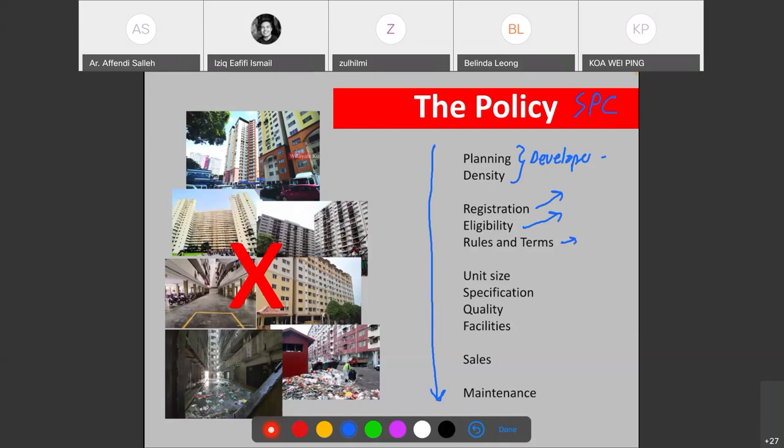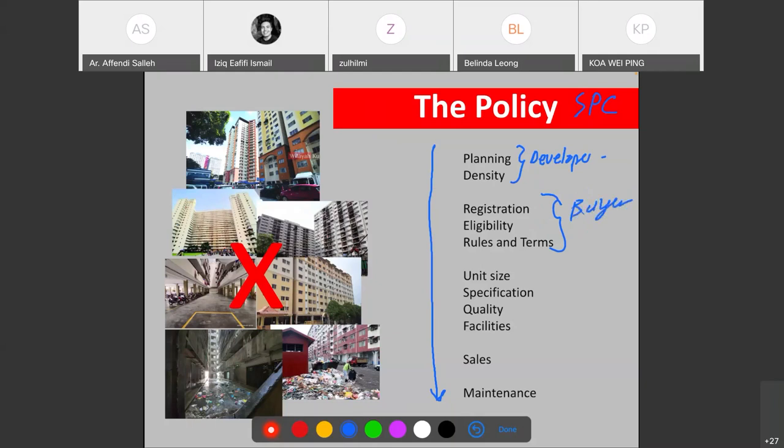So the most well-known rules are the household income must be less than 10,000 ringgit. You must be anak negeri Selangor. You can buy rumah Selangorku. If you have a property before this, you cannot buy rumah Selangorku. So those are the rules outlined by the State Planning Committee. Now, that's the developer. Sorry. This is for the buyer.